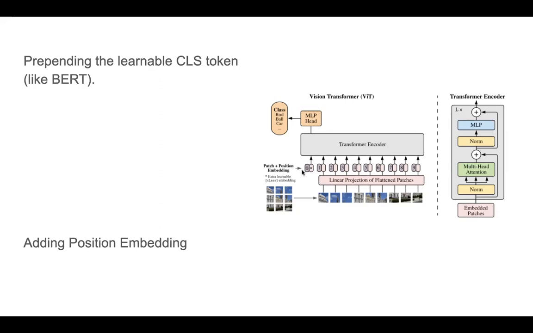We prepend this token here, and we also add position embeddings just to preserve the positional information in the image, because it's broken down into patches and the model should have some way of knowing what the original position of the patch was in the original image. So that's the input processing.